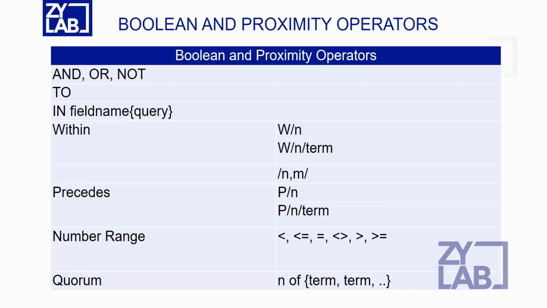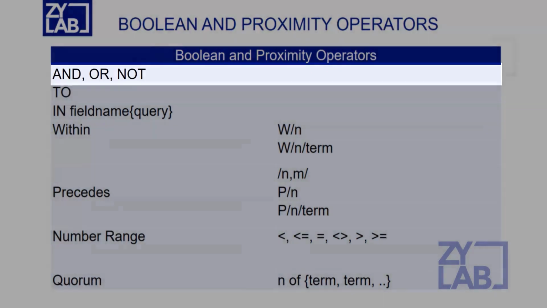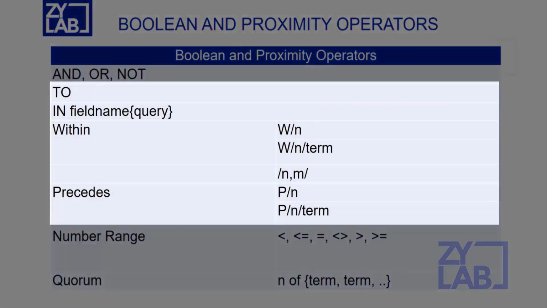Use Boolean and proximity operators to combine terms or phrases, making the search query more effective. Operators can be used to broaden or narrow the search. They can also be used to define search queries more precisely. The Boolean operators include and, or, and not. Other operators such as to, in, within, and precedes can establish the relationship between the terms and queries.